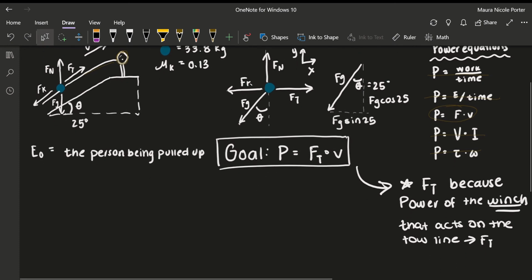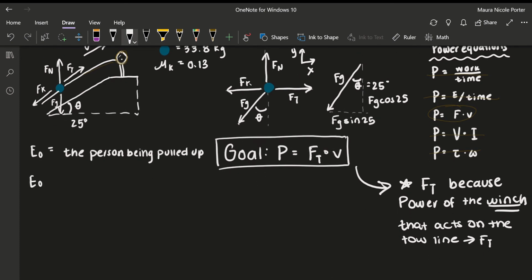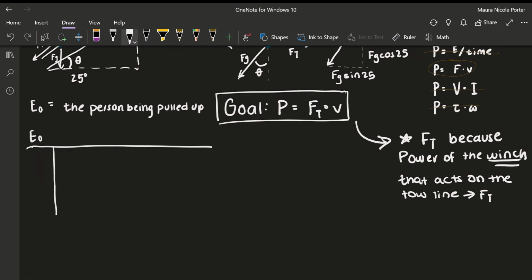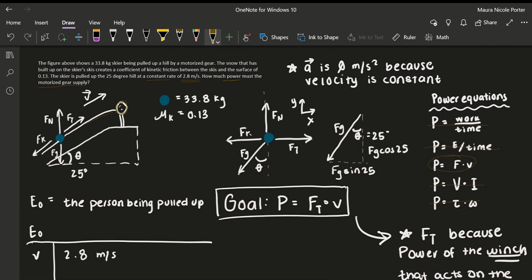And so here's our little chart that we're going to have. So E of 0, and we have a lot of different values. We have our velocity value, which we were given. That's going to be 2.8 meters per second. That was given to us right here.